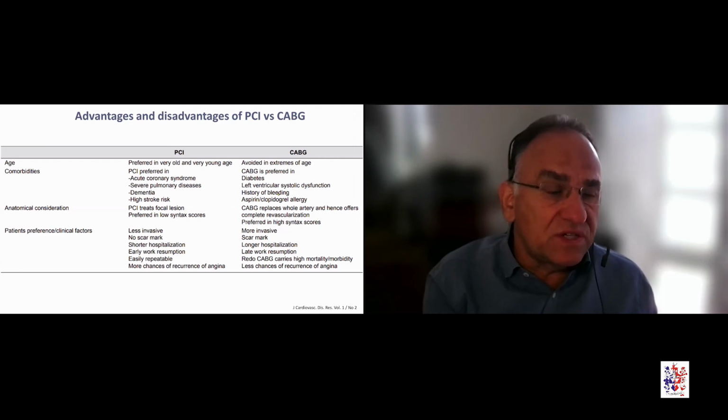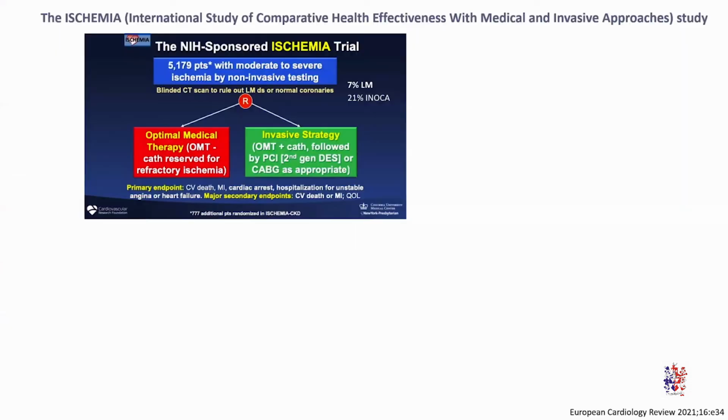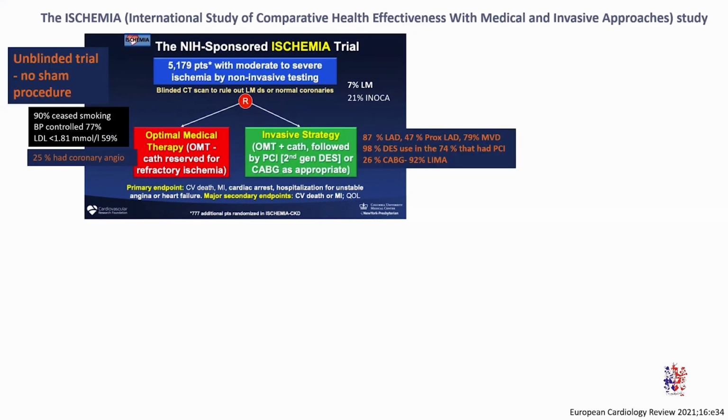The question we don't ask in between these two choices of PCI and CABG is the possibility of medical therapy. And this is the ISCHEMIA trial, which had a lot of LAD in it. They had multivessel disease that wasn't left main. There was bypass surgery, 92% getting LIMA, the majority with the LAD getting a drug-eluting stent.